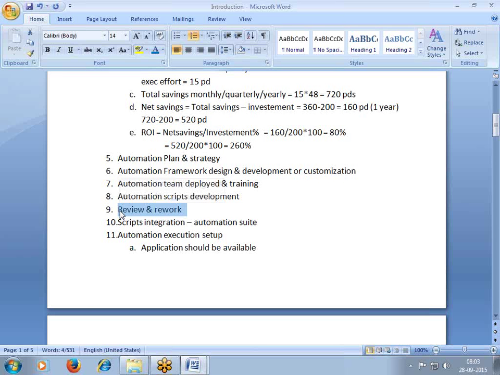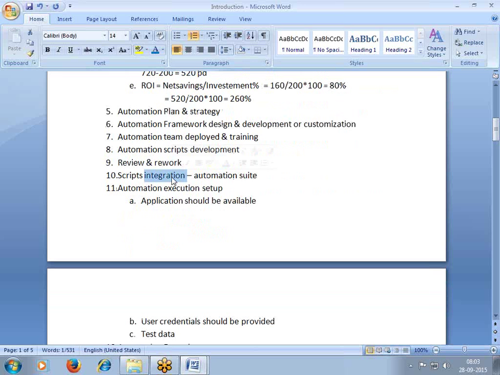We have to follow certain scripting guidelines and automation framework guidelines while creating the automation scripts, and that should be reviewed, and if any changes are required, that should be updated. And once review and rework is completed, then we have to integrate those automation scripts together in a sequence: how these scripts should be executed, in which order, in which sequence. So we have to build an automation suite by integrating automation scripts here. So the automation suite will be created by integrating automation scripts. That is called automation scripts integration here.